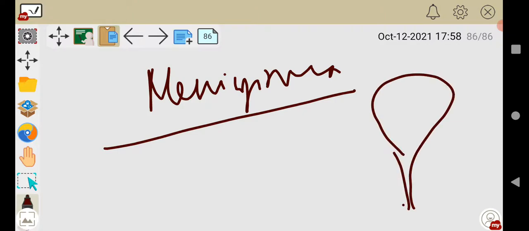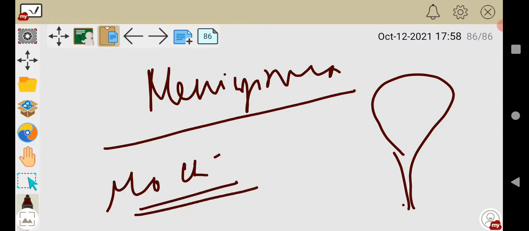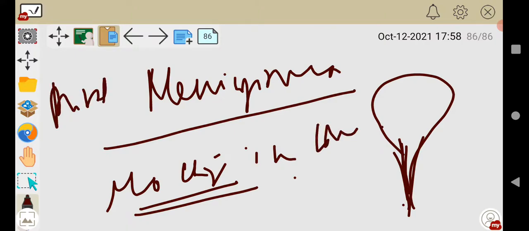Meningioma, something like that. This is called the mother-in-law sign. Mother-in-law sign means once it comes, it doesn't go that easily. So that's why it is given a fancy name, mother-in-law sign. Actually, there is a dural tail. These points, you remember, have been asked.